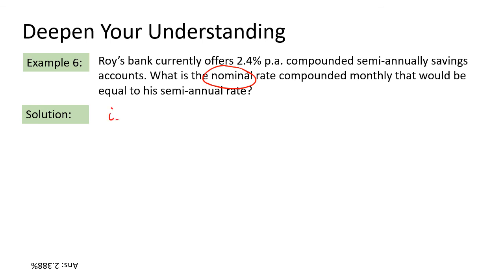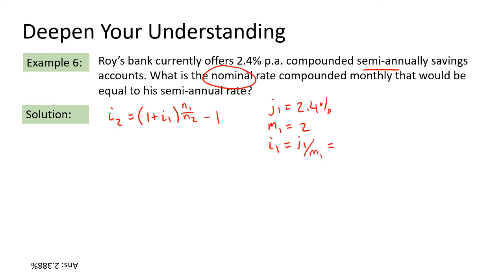But first, let's start with the formula. I2 is equal to 1 plus I1 to the exponent n1 over n2, minus 1. So our nominal interest rate in the first scenario, J1, is 2.4%. Number of compounding periods, it's provided as semi-annually, which means M is 2. So our periodic interest rate, I1, is equal to J1 over M1, which is 2.4% divided by 2, which is 1.2%.